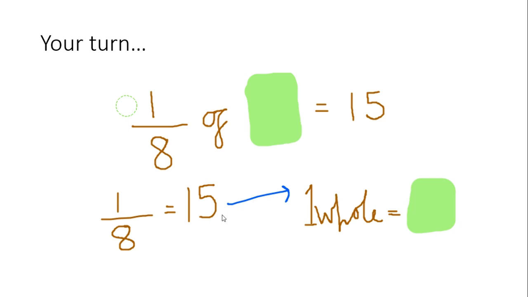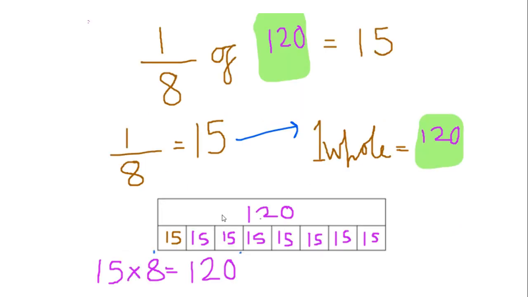Okay, I'm now going to reveal the answer. The answer is 120. You need 8 of these 15s to make the whole, so all you had to do was 15 multiplied by 8. The bar model also shows how to visualize it. Okay, the answer is 120.